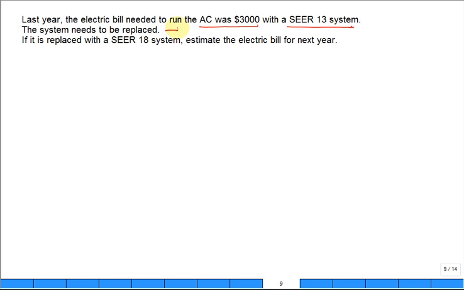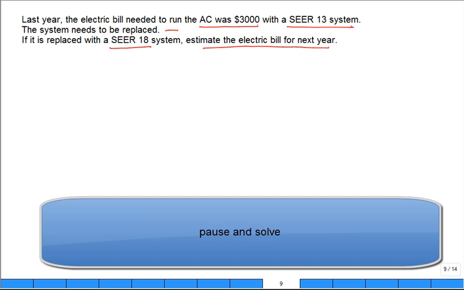The system needs to be replaced. It's been proposed. You're considering purchasing a SEER 18 unit. Estimate the electric bill for next year if you purchase the 18 SEER unit. Last year, it was $3,000 for a 13 SEER. Going to be the new 18 SEER. What's the electric bill? Can you make that estimate? I'll give you a minute or two.